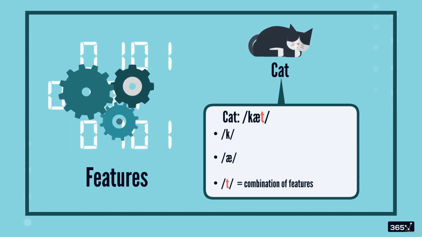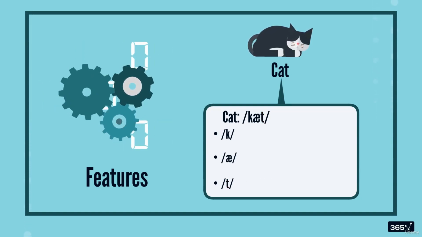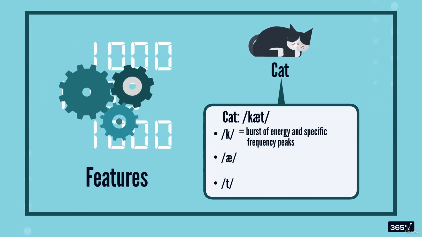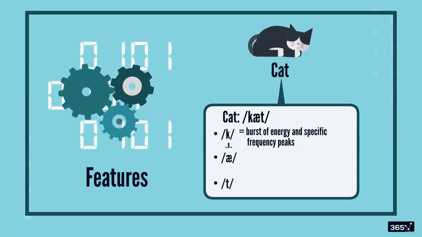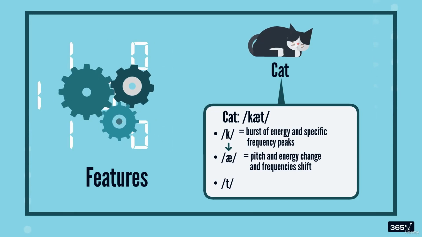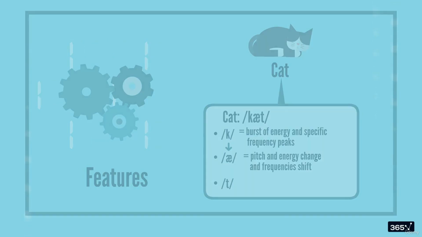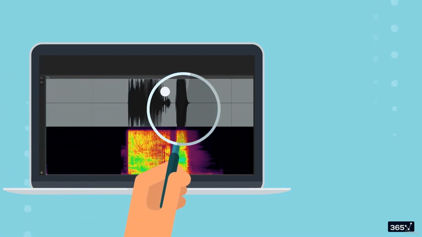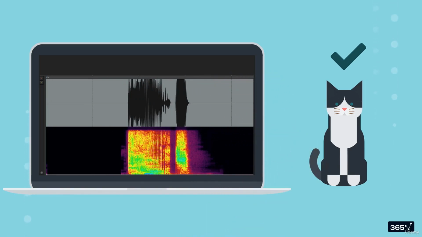For example, the acoustic model may see that k has a burst of energy and specific frequency peaks. But while it moves to the a sound, the pitch and energy change smoothly, and the frequency shifts. By recognizing these patterns and transitions, the model learns how each part of the word sounds and fits together, allowing it to identify cat when it hears similar audio.